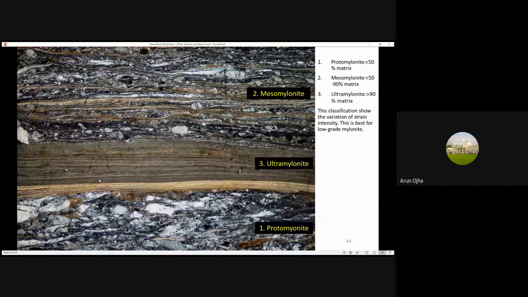This classification, the protomylonite, mesomylonite, and ultramylonite, is based on the amount of strain the rock has accommodated. Based on the amount of strain the rock has accommodated, we expect grain size reduction. The more strain in the rock, the more grain size reduction. So in the ultramylonite, the rock has accommodated the maximum amount of strain, with a higher degree of grain size reduction compared to the mesomylonite and the protomylonite. So this is a classification based on strain intensity.